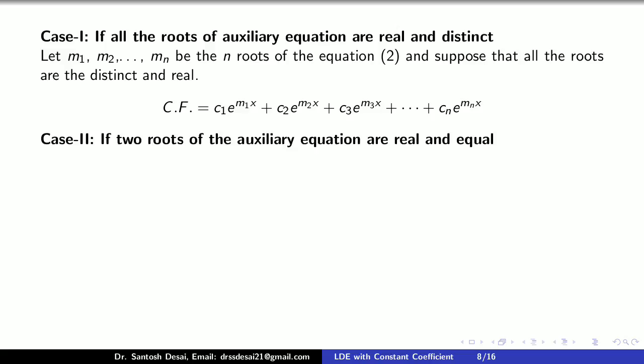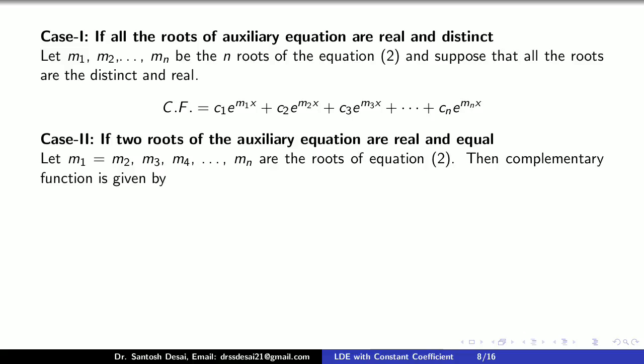Now, if two roots of the auxiliary equation are real and also equal, that means if m1 is equal to m2 and these are the two repeated roots, and m3, m4 and so on mn are again real and distinct. If this is the case, then the complementary function is given by: if two roots are repeated, then you write the term (c1x plus c2) into e raised to the repeated root, that is m1x. So this is the factor when the two roots are repeated.